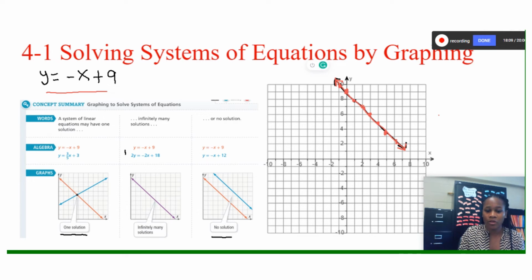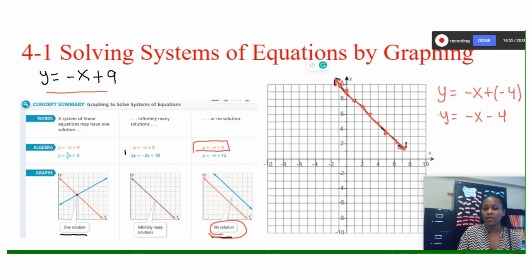Now we're going to look at when you have no solutions. So we already have our first equation graphed, y equals negative x plus 9. And then we're going to graph y equals negative x plus negative 4. If I were to rewrite this, it'll just be y equals negative x minus 4. So my y-intercept in this case is negative 4. That's where my line needs to pass through the y-axis, because that's what the y-intercept is.